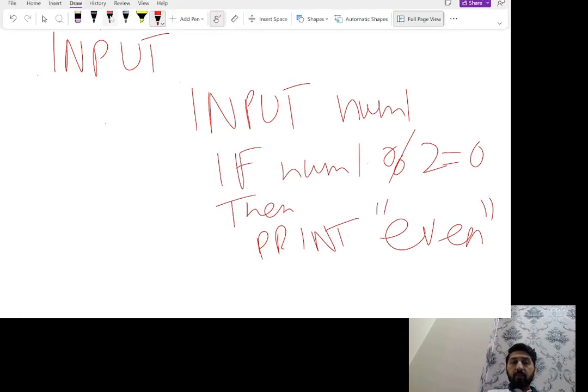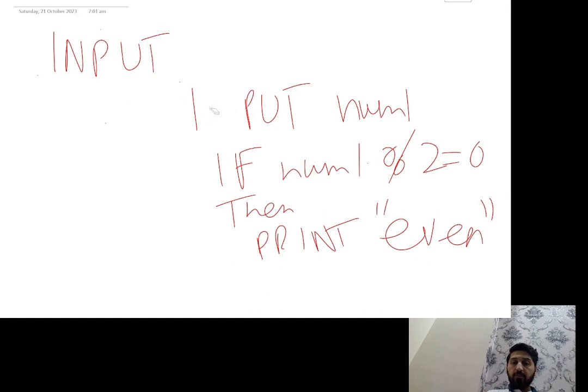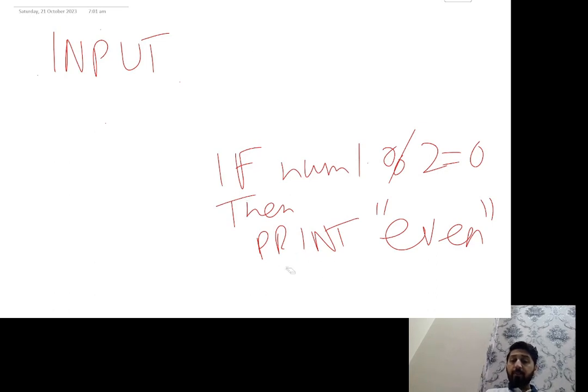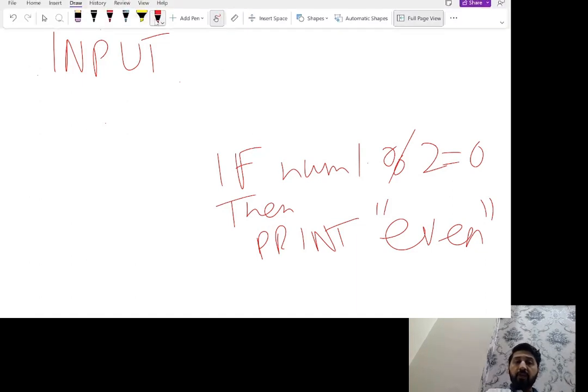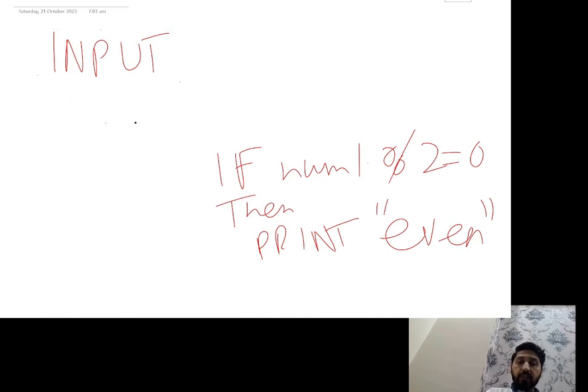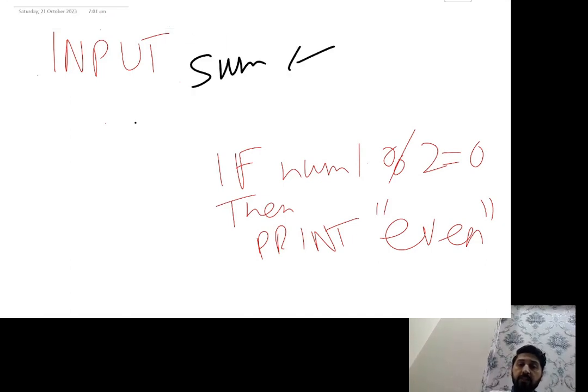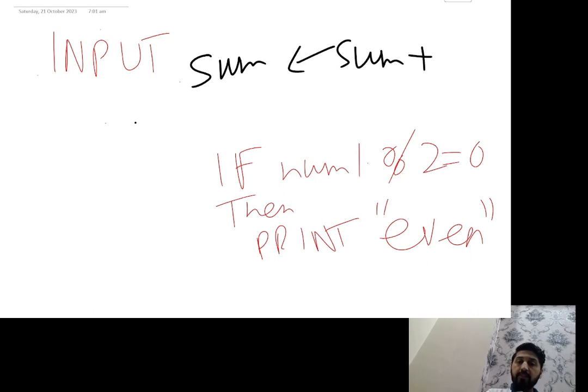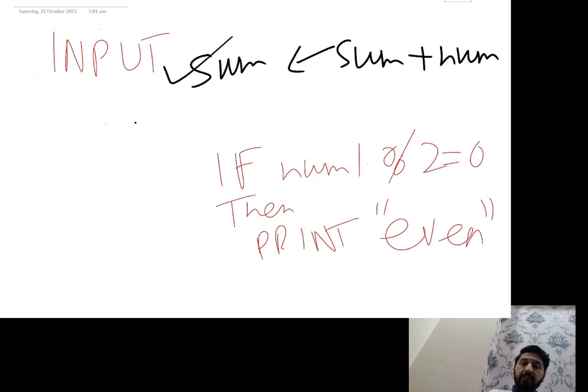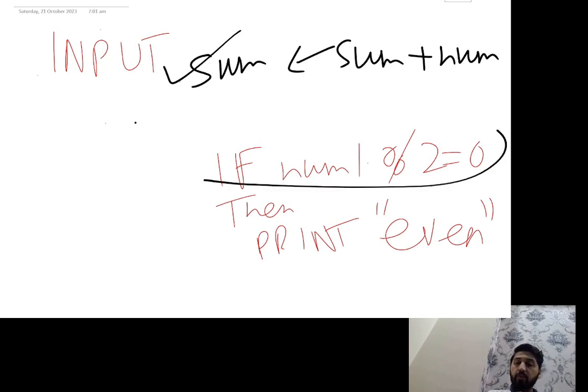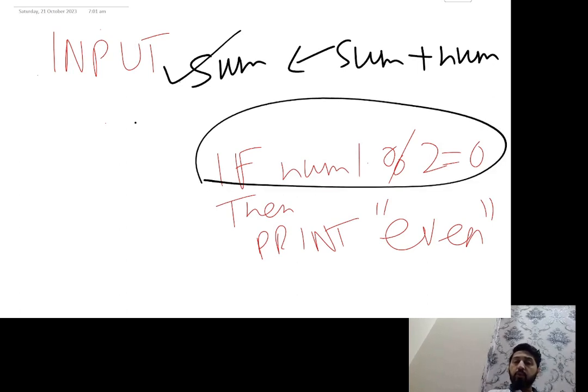In the same way, for the example of output, I'm just going to remove this part, and I'm going to check if num1 mod 2 is equal to 0, print even. This print is an example of output. And what is the process part? Process part refers to evaluating an expression. Just like if I write sum is equal to sum plus num, this is an example of process. In the same way, if I write the logic, if num1 mod 2 is equal to 0, this is also an example of process.